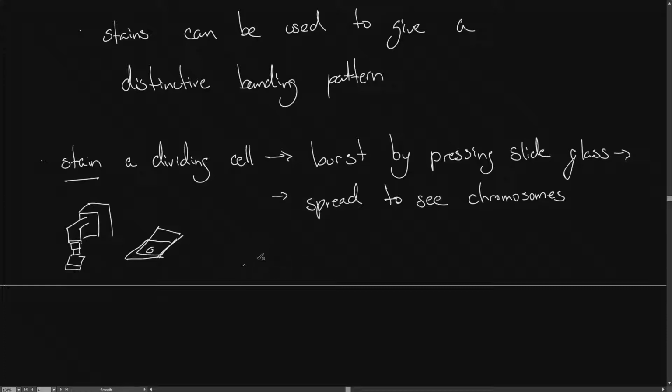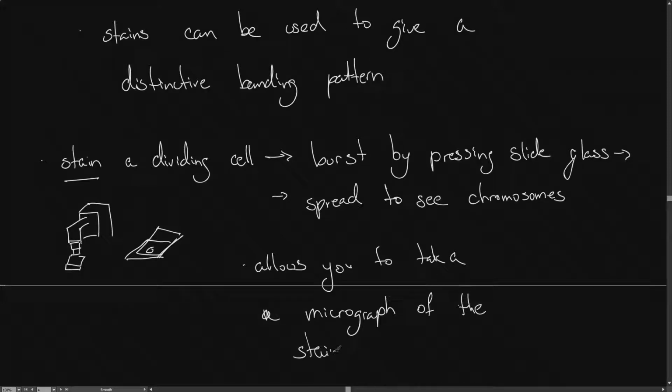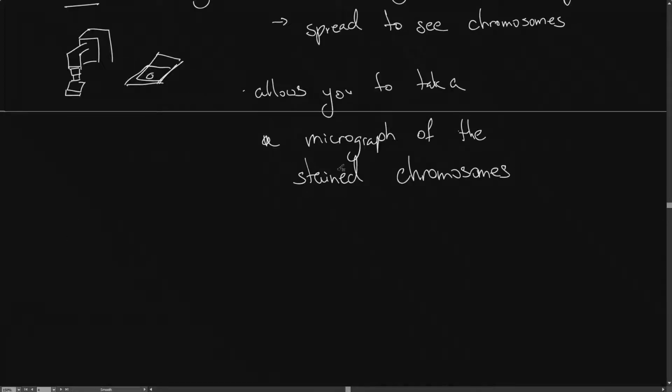So this process allows you to take a micrograph of the stained chromosomes. What you then do with this is that you arrange them.